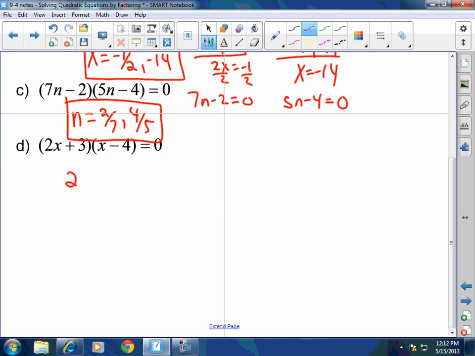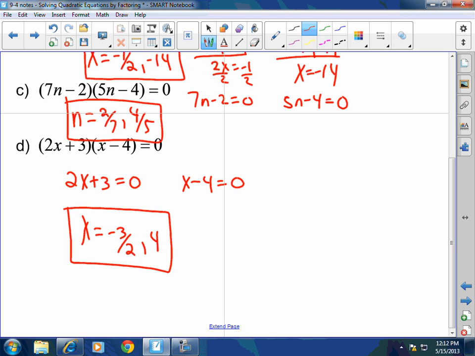Last but not least, 2x plus 3 times x minus 4 equals 0. So you set 2x plus 3 equal to 0, and you set x minus 4 equal to 0. So what will x equal? Negative 3/2 and positive 4. Okay.